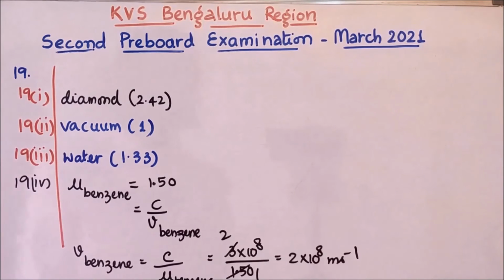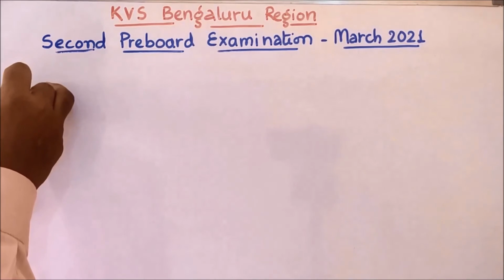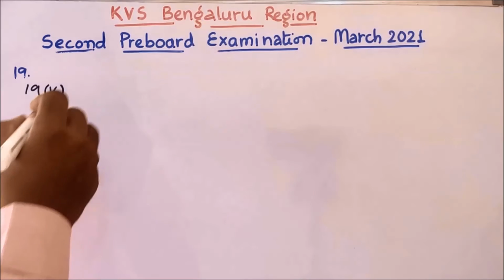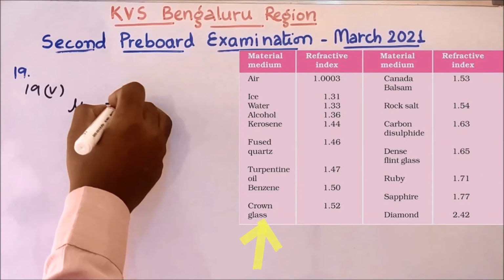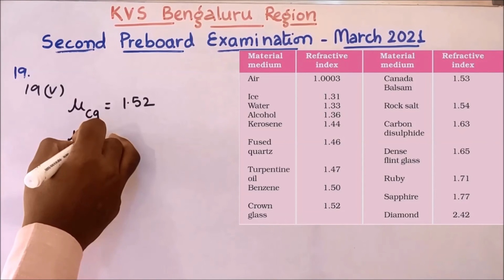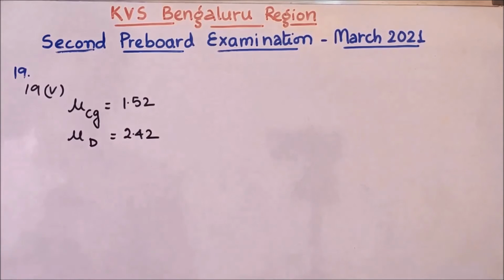And for the last question, remember, out of 5 questions you have to write any 4. So check which one is best for you. Now the last question, 19.5. How much faster does the light travel in crown glass as compared to diamond? From the table you have to take the refractive index of crown glass. How much is the refractive index of crown glass? See the table. The refractive index of crown glass is 1.52 and the refractive index of diamond is 2.42. Through which of these two media is the light going to travel faster? It is the crown glass.